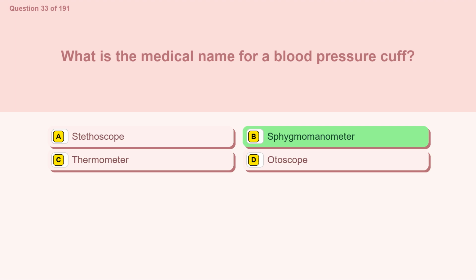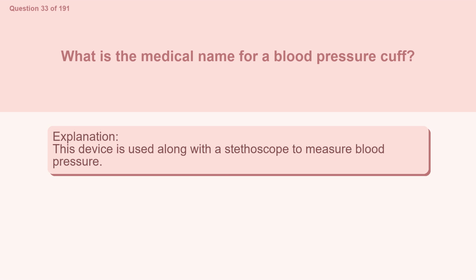The correct answer is option B, sphygmomanometer. This device is used along with a stethoscope to measure blood pressure.